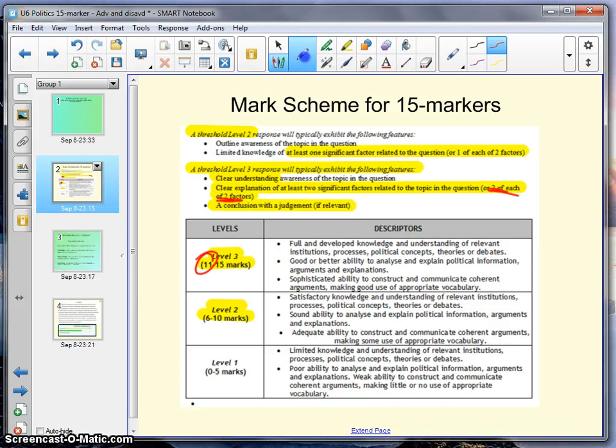If you want to get to 15 marks, or even to 13, you're looking at 3 or 4 in each. The idea is to really convince the examiner that your knowledge is full, detailed and sophisticated. That's the word they've used there in the mark scheme: sophisticated construction of coherent arguments, making good use of appropriate vocabulary, with good or better ability to analyze and explain. So, are you able to explain why the feature is an advantage or disadvantage in this particular example essay title? Okay, that's the mark scheme.